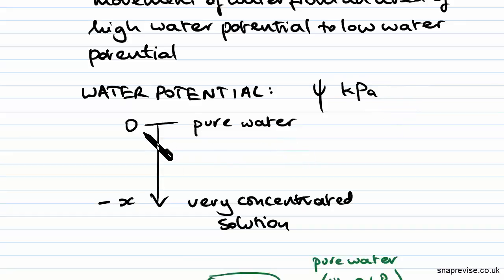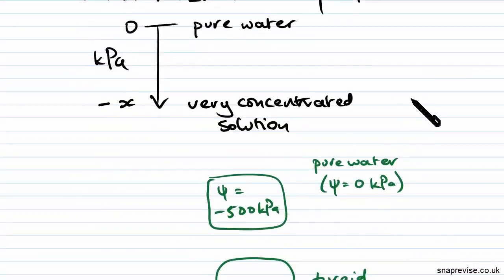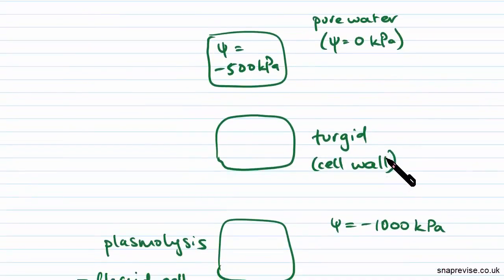Pure water has a high water potential of 0, and this means that water wants to move away from areas that have pure water in them. If you start adding solutes and build a concentrated solution up, your water potential becomes more negative, and these values are in kPa, understandably. So what does osmosis actually do?